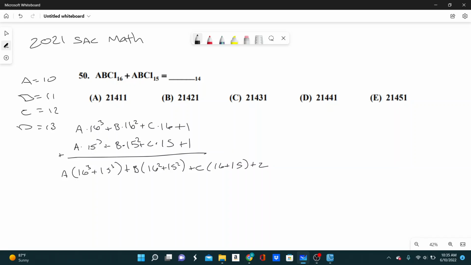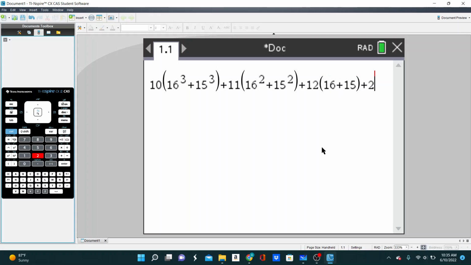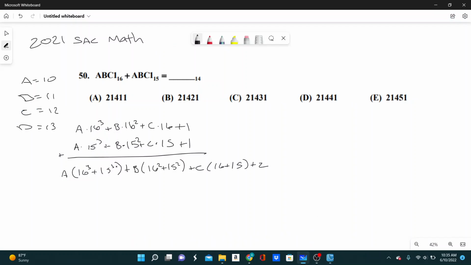Right? So I'm going to take this and put it into my calculator and see what number we get in base 10. So, 10 times 16 cubed plus 15 cubed plus 11 times 16 squared plus 15 squared plus 12 times 16 plus 15 and then plus 2. So we get 80,375. Okay, now if we want to convert this into base 14, we have to use powers of 14.